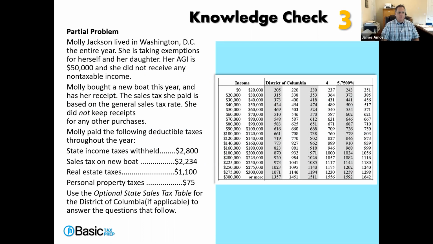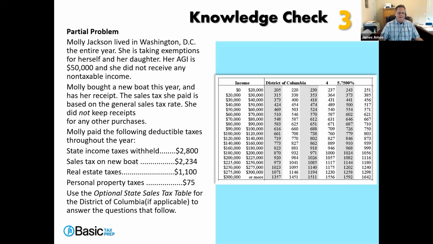Let's do this partial problem. Molly lived in Washington, D.C. the entire year. She is taking exemptions for herself and her daughter. So it's important just to remember this info. So she has 2 exemptions. Her AGI is $50,000, and she did not receive any non-taxable income. Okay. Molly bought a new boat this year and has her receipt. The sales tax she paid is based on the general sales tax rate. She did not keep receipts for any of her other purchases.